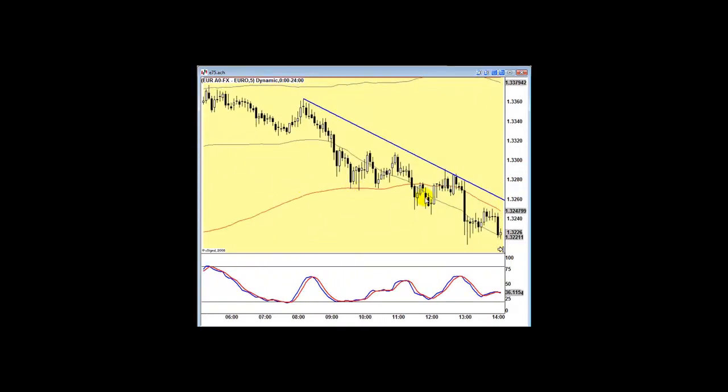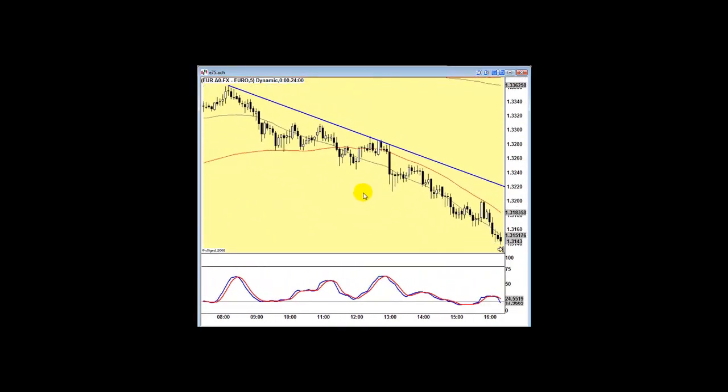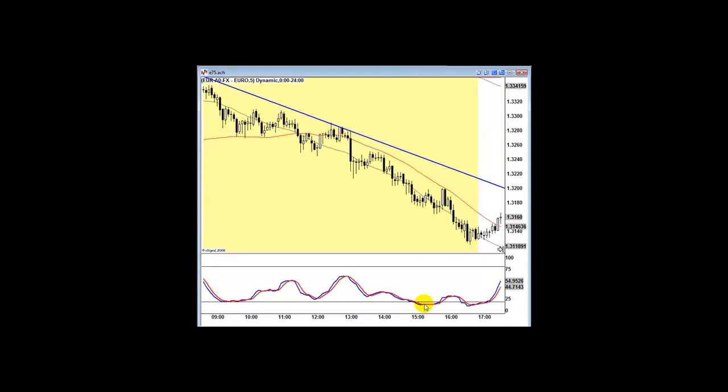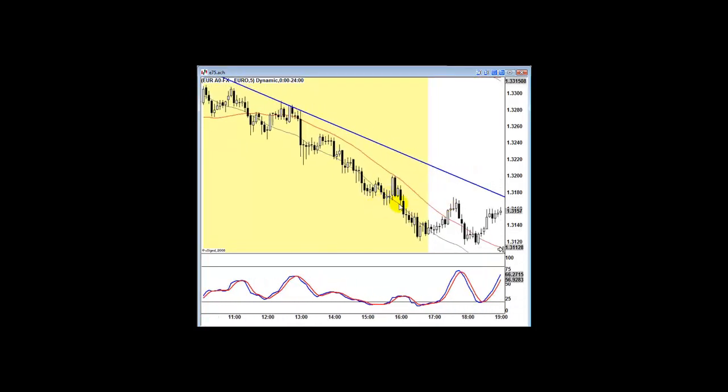And now we're looking for long entries off the bottom. We're looking for the stochastic to become oversold, and for the price to touch the Bollinger Bands, which is doing all the way down. But in this case, we reached the end of the day. I normally stop trading 2 or 3 hours before the end of this period.